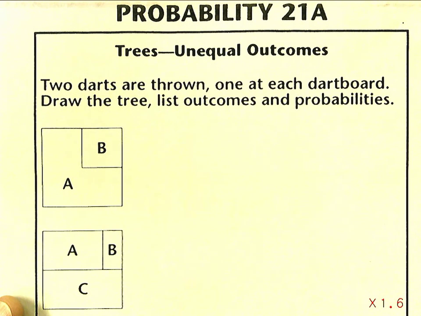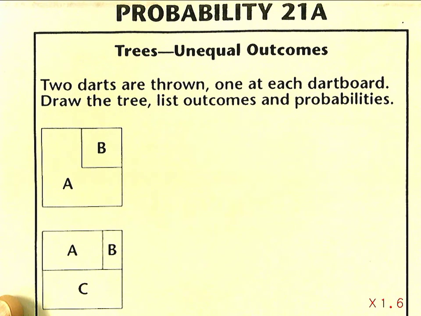So we're beginning Probability Activities Chapter 3. This is Probability Lesson 21A. And we're beginning to look at tree diagrams where the probabilities are not always exactly the same. In other words, we have unequal outcomes, trees with unequal outcomes.